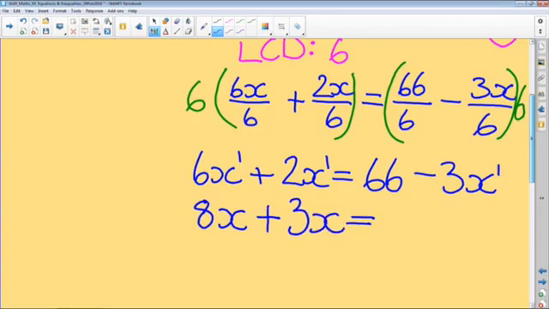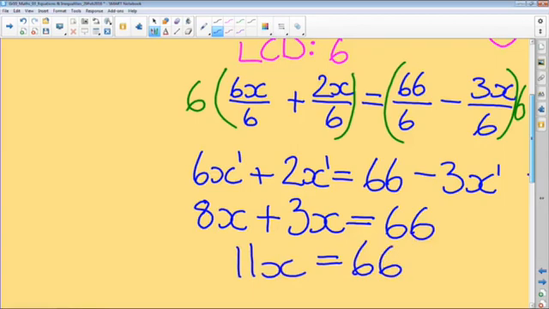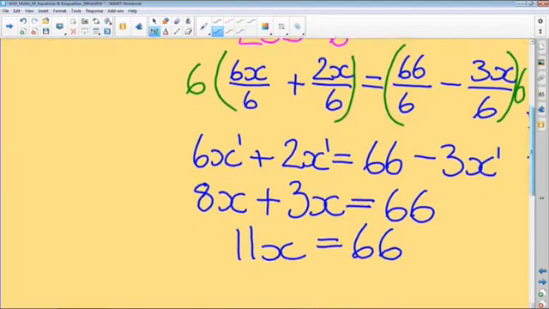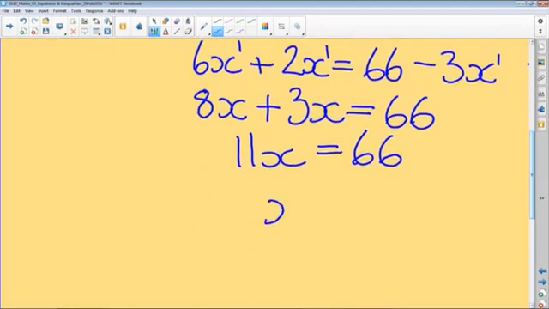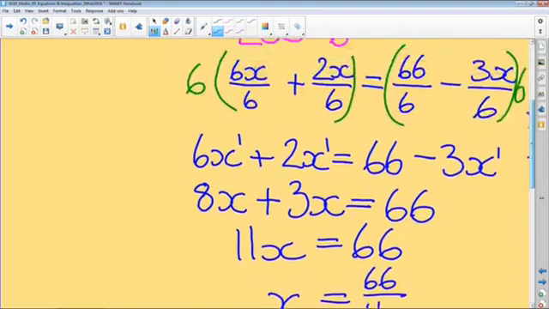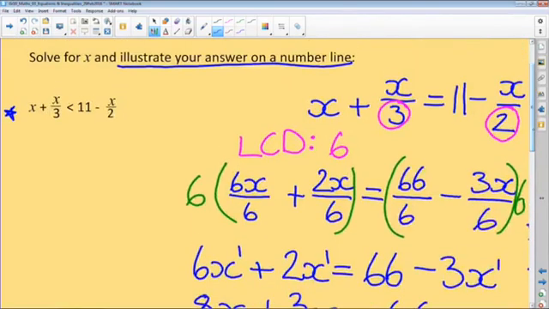8x plus 3x equals 66. What is 8 plus 3? Well, that's 11x equals 66. And I hope that you know that then means, let's just scroll down, that x will be equal to 6. And the reason is because 66 divided by 11 is going to give us an answer of 6. Now, the problem is, this was not an equation to begin with.